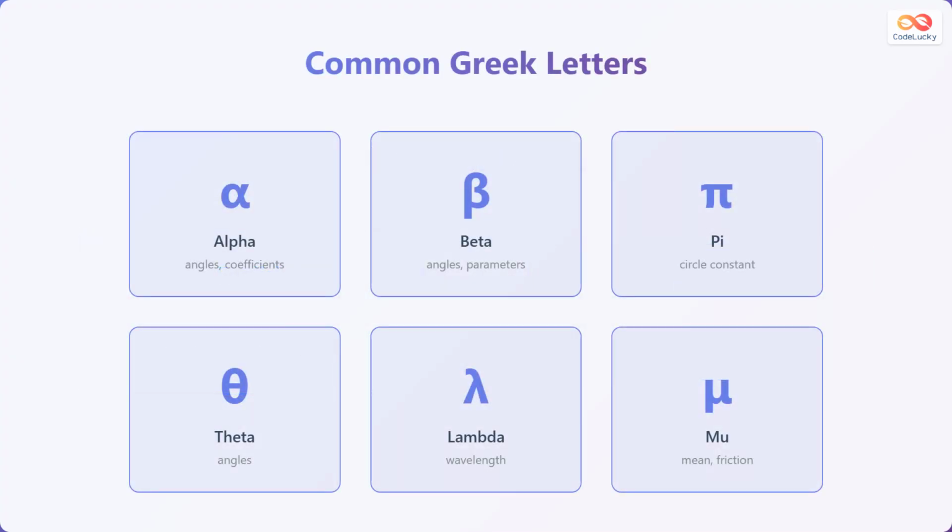Greek letters are frequently used in mathematics and science. Here are a few common ones. Alpha, represented by the symbol α, is often used to denote angles or coefficients. Beta, shown as β, is also used for angles and sometimes for parameters. Pi, symbolized by π, represents the well-known circle constant. Theta, written as θ, typically denotes angles. Lambda, shown as λ, is often used to represent wavelength. Finally, mu, written as μ, can represent the mean or friction.